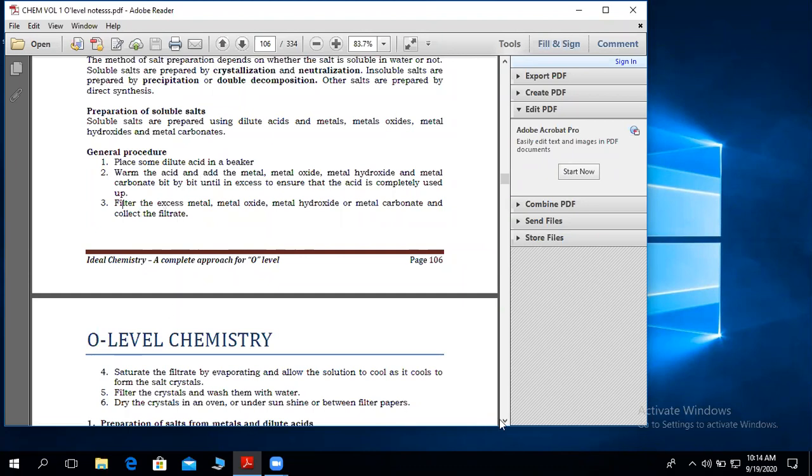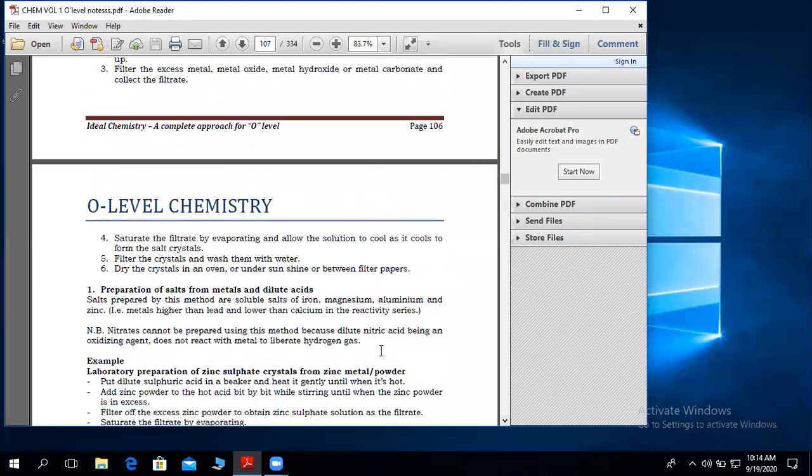Now, saturate the filtrate. How do we saturate the filtrate? To saturate means to make the solution concentrated. Remember, you are using dilute acid. Dilute acid means that the acid contains water. So to saturate the filtrate, evaporate off the water. Put that filtrate in an evaporating dish and then heat. When you heat, the water evaporates, and then allow the solution to cool.